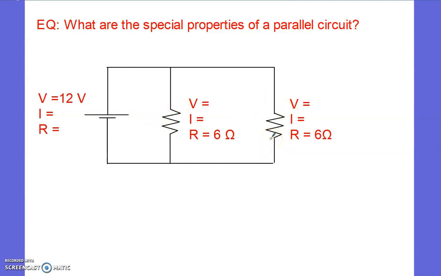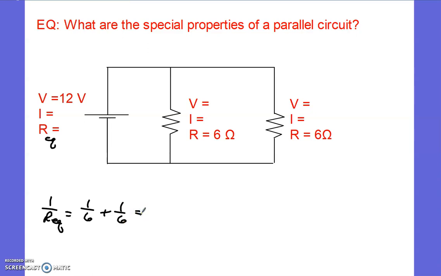The first thing we do is the same as what we did with the series circuit in the previous video, is that we solve for the equivalent resistance. That is the total resistance seen by the battery. The problem is we don't just add them up. We don't just say 6 plus 6. Instead, to get the inverse of the equivalent resistance, we add the inverse of each resistor. So in this case, we take 1/6 plus 1/6.